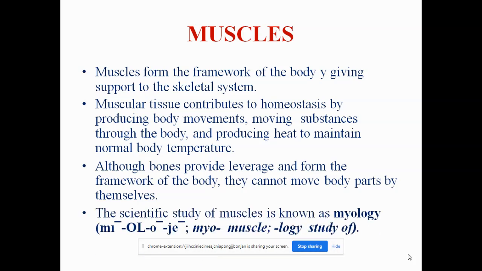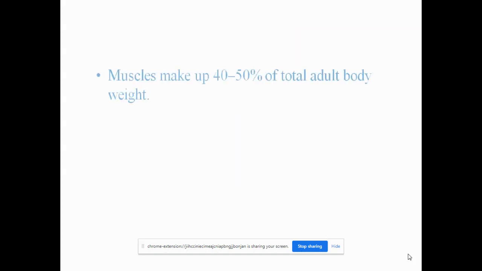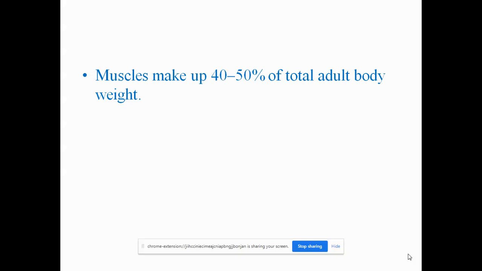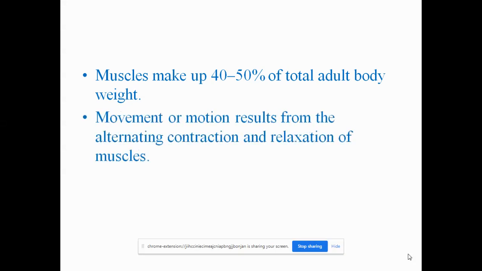The scientific study of muscles is known as myology. Muscles make up 40 to 50% of the total adult body weight. So, movement or motion results from the alternating contraction and relaxation of the muscles. Movement in the sense the movement of the whole body and movements of the individual parts of the body, both the skeletal and internal movements, depend on the movement of the muscles, that is, the contraction and relaxation of the muscles.